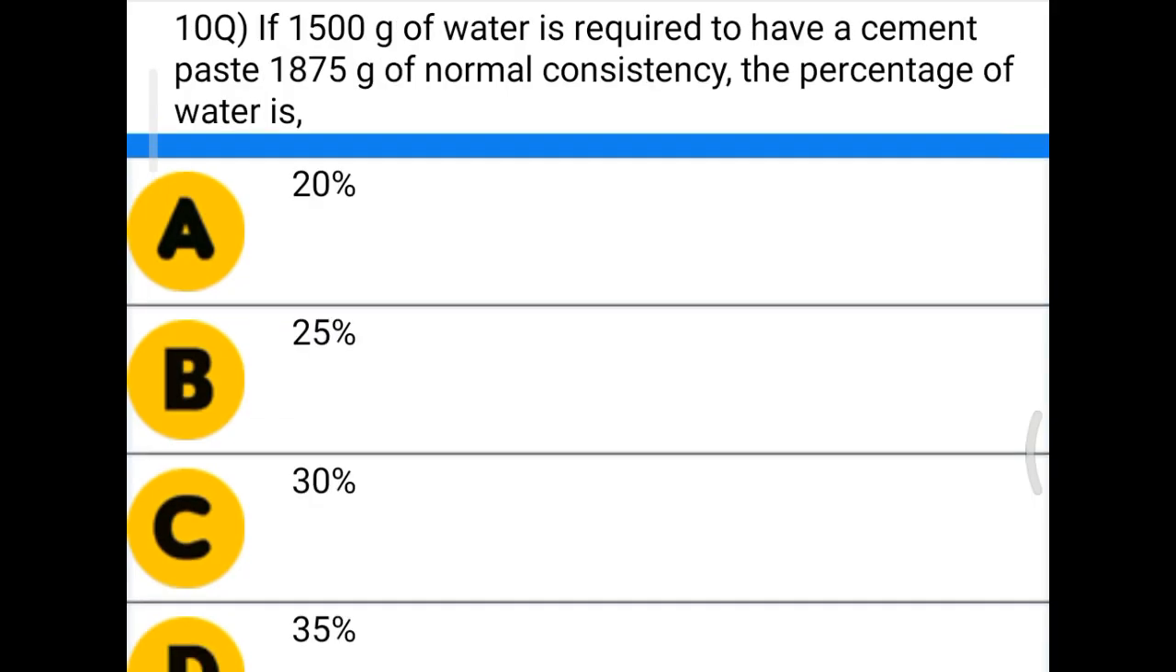Next question, if 1500 g of water is required to have a cement paste of 1875 g of normal consistency, the percentage of water is option A, 20%, option B, 25%, option C, 30%, option D, 35%. The correct answer is option B, 25%.